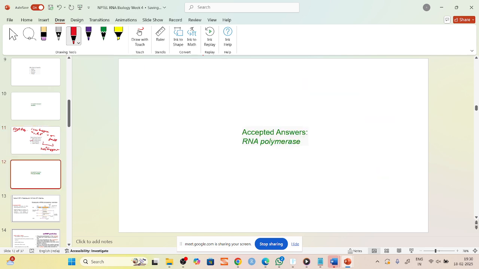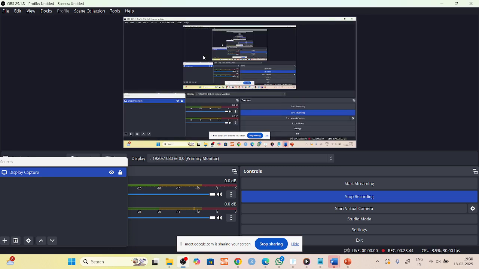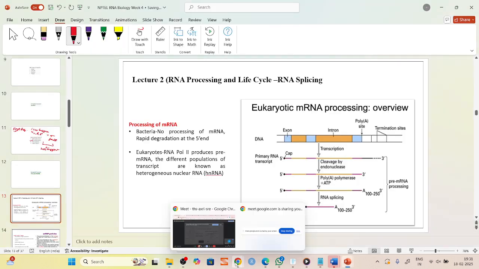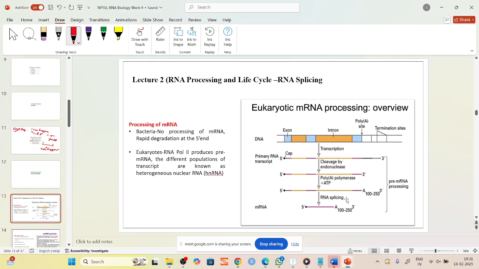Okay, fine. Now we'll come to lecture 2, which is RNA processing and life cycle. Here we are talking about RNA splicing. So, when we talk about the processing of mRNA, in bacteria, there is no processing of mRNA, and therefore there is rapid degradation at the 5 prime.